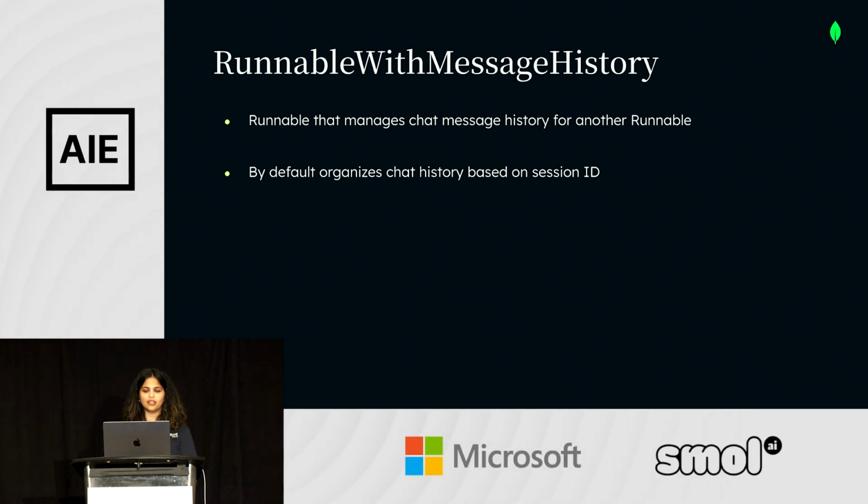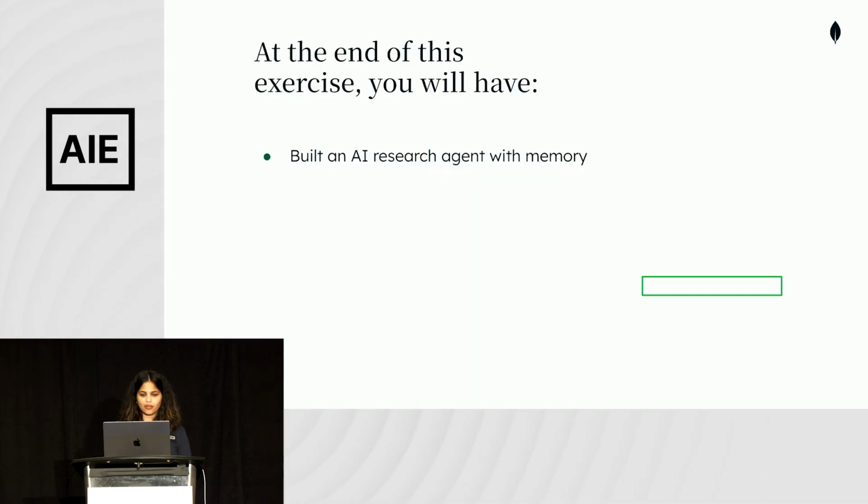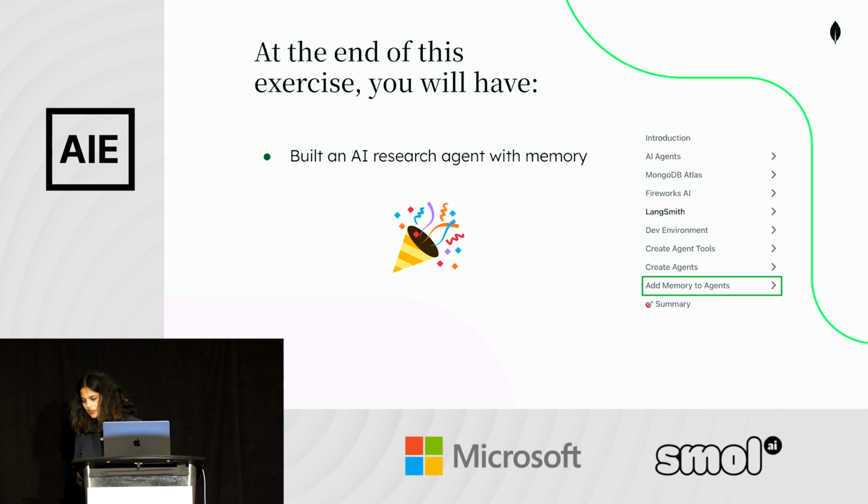So essentially, this runnable can take a function that persists the chat message history for your agent to a database. We'll use MongoDB in this case. And by default, it organizes the chat history using a session ID that you pass in along with your input query or prompt. So yeah, let's play around with that for the remainder of the time. And if you have any more questions or are stuck at something, we can talk through that too for the rest of the time.